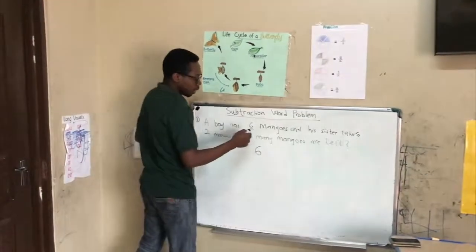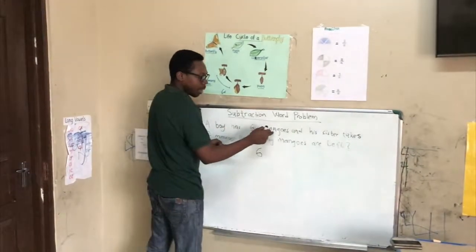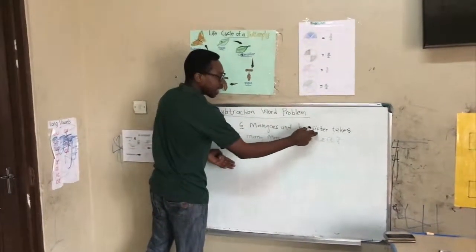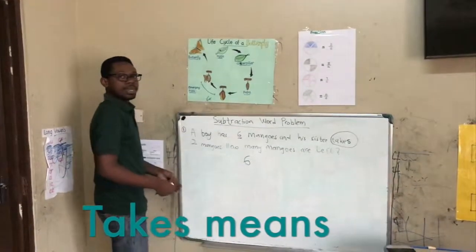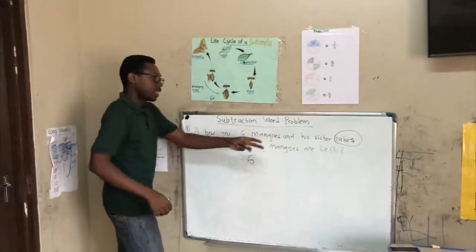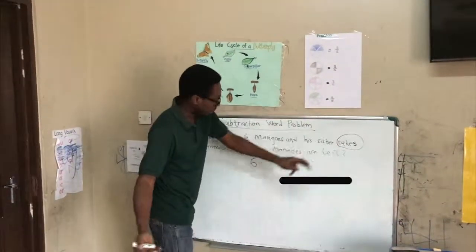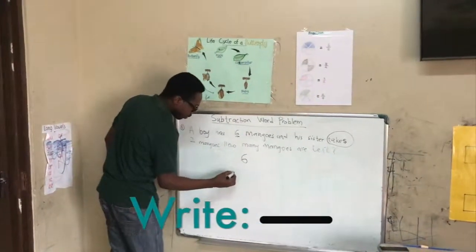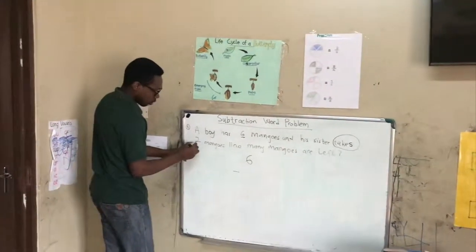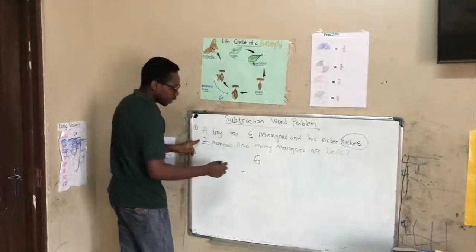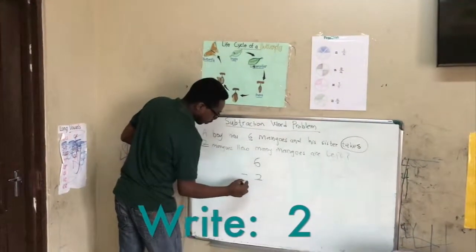Then we read on. A boy has 6 mangoes and his sister takes. Takes means minus. So we put our minus sign here. Takes 2 mangoes. We have our second number, 2, so we put 2 here.